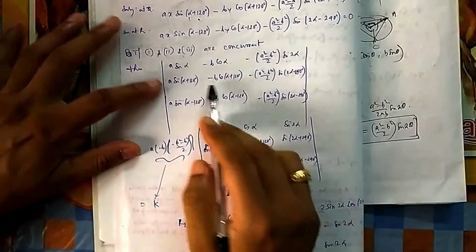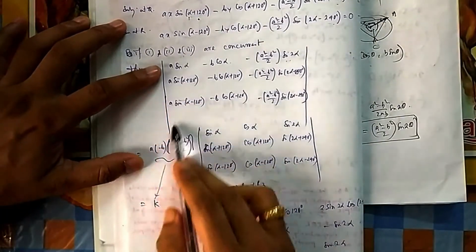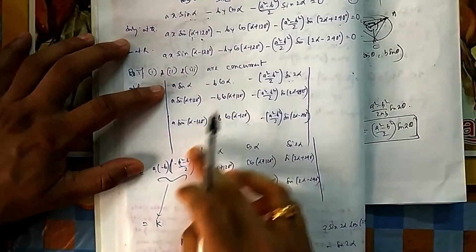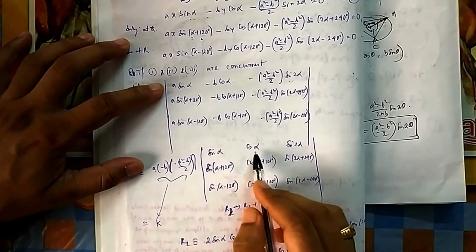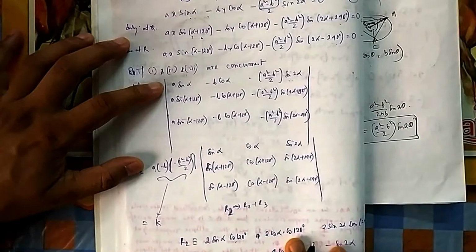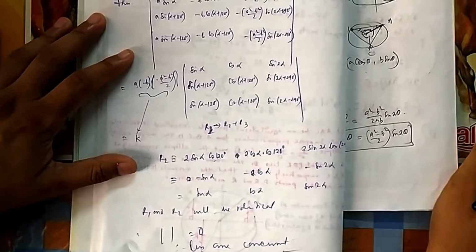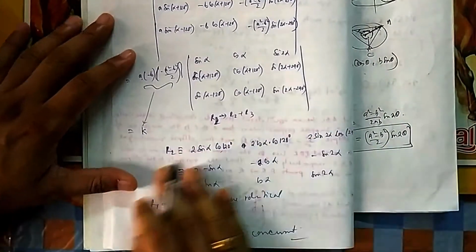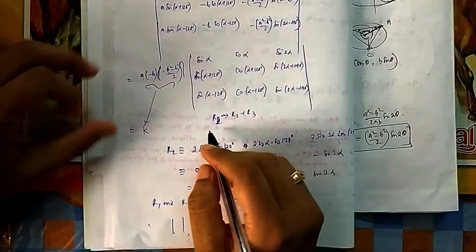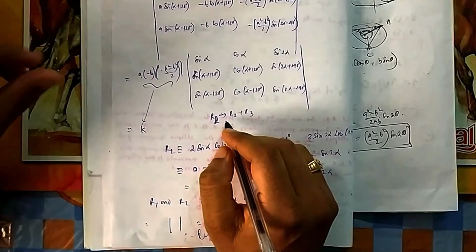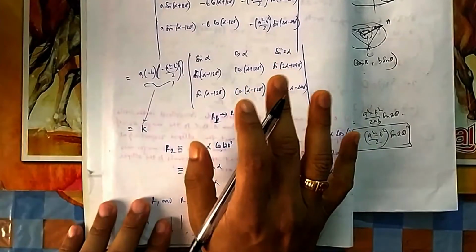Now you can take A common from this column, minus B you can take common, minus A square by B square you can take common. So final expression will be sin alpha cos alpha, this one expression will come. Now those who have done a little bit of determinant, they can do it. You can do row transformation in determinant. Those who have not yet done it, just bear with me.